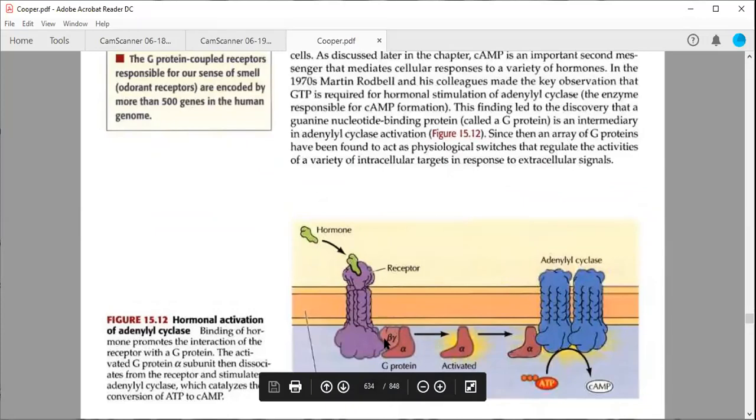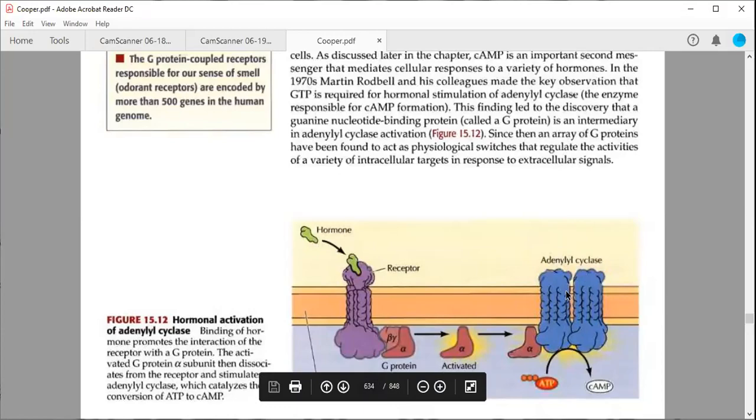alpha will go away and beta gamma will remain bound to this receptor in the plasma membrane. Then this alpha subunit will move and go to another protein complex in your plasma membrane, called adenyl cyclase. This adenyl cyclase is responsible for converting the ATP into cyclic AMP.